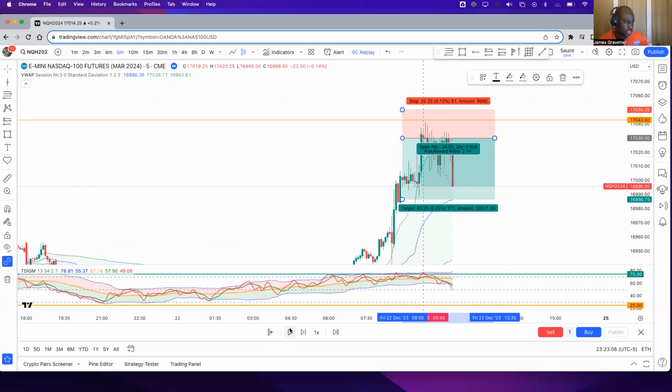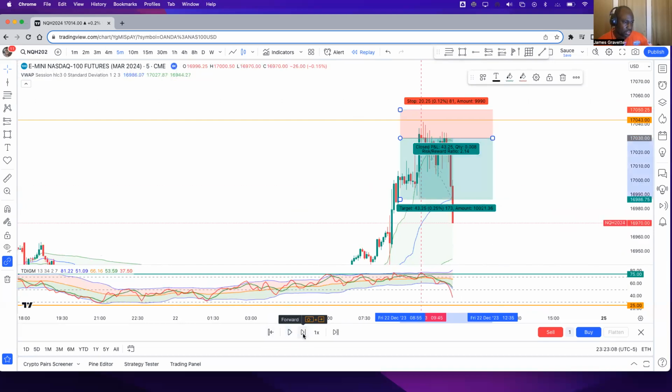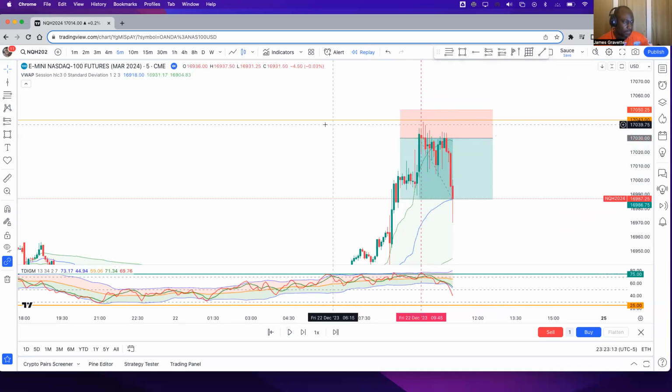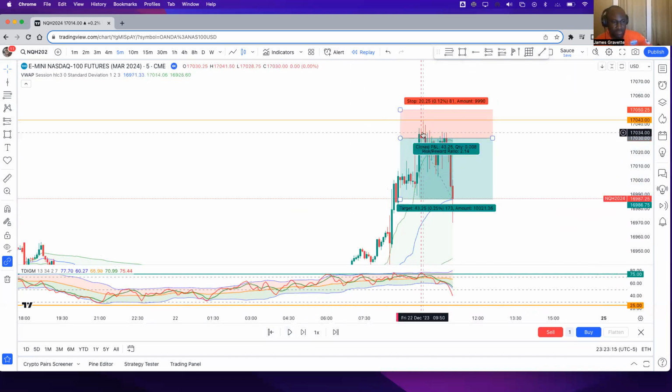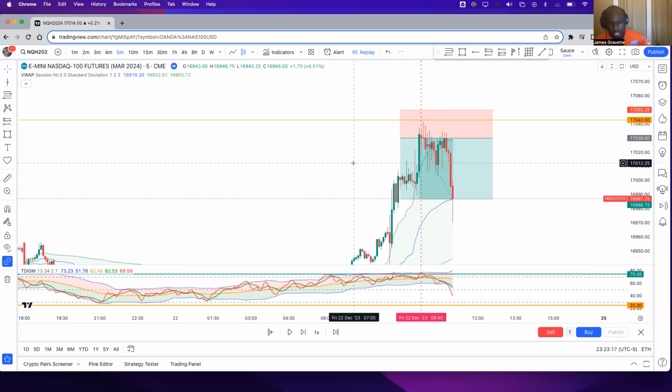So let's see. Oh, let's go here. So you can see that we wouldn't have gotten stopped out. And if we were risking, let's say we had a $25,000 account, right? And we were risking 1%. So our 20 pip stop loss would end up being $250. That was going to be the risk.